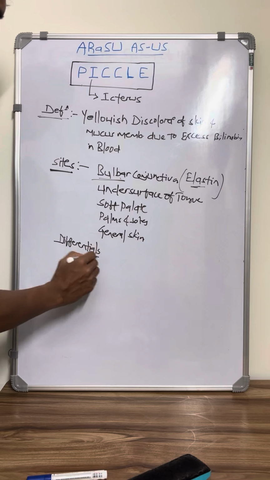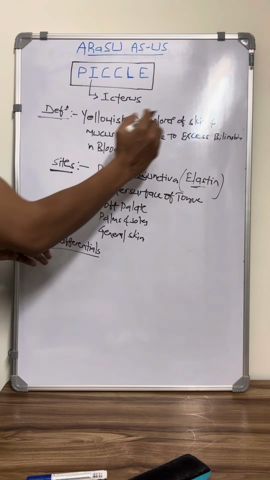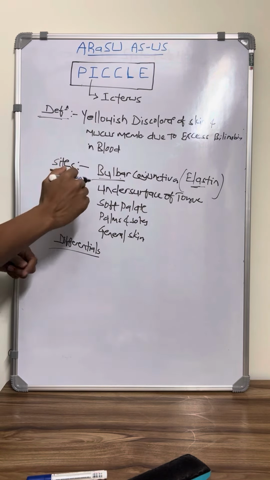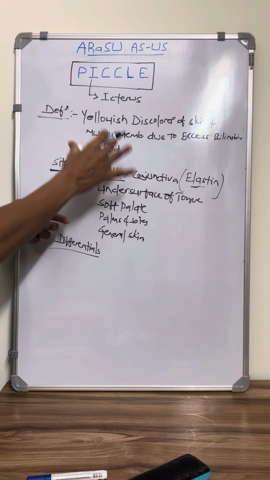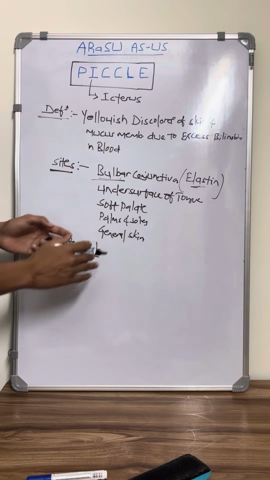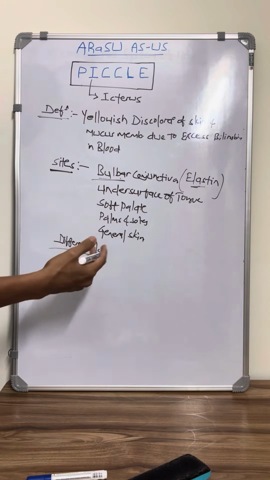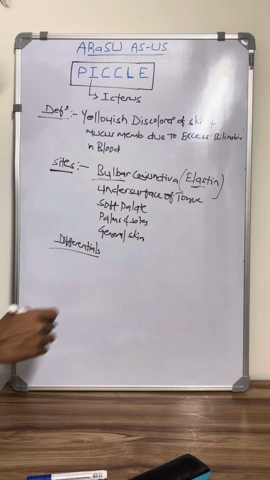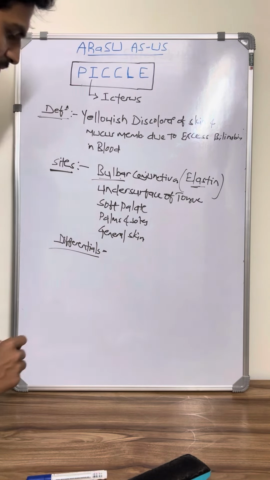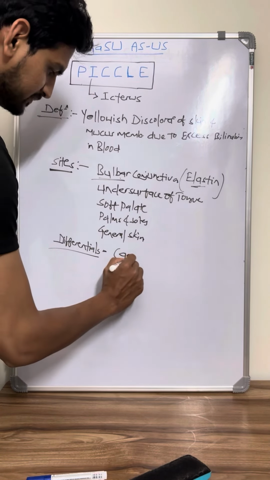Then we have to know what are the differentials for icterus. That is, other than raised bilirubin in the blood, what other things will give rise to yellowish appearance of the parts which we have discussed? We should not get confused and take these conditions as causing icterus. Among them, the commonly discussed one is carotenemia.